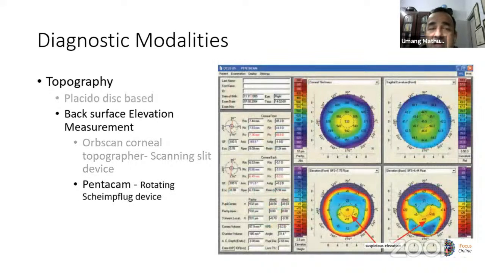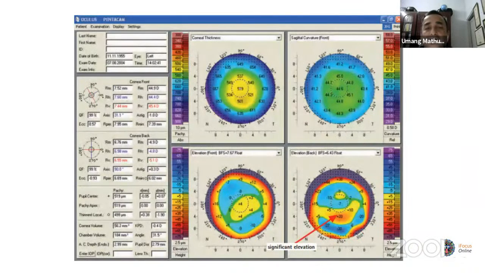But today the gold standard is Pentacam, which is a Scheimpflug imaging device. I'm not going to be discussing all these Pentacams, but I think you're having a lecture on ectasias, I'm sure it'll get covered there. But nothing to be scared of.